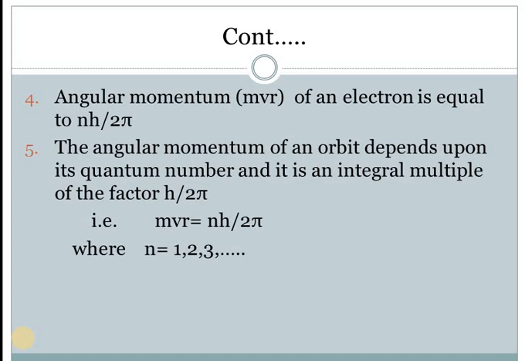Over here you just have to learn that angular momentum depends upon the quantum number, and is an integral multiple of the factor h by 2 pi. That is, we can simply say that mvr is equal to nh by 2 pi, where n can be any whole number: 1, 2, 3. It can't be 1.2 or 1.5. It can only be a whole number. It can't be a fraction, because orbits are fixed: 1, 2, 3, that is K, L, M and so on. It can't be somewhere in the middle between 2 orbits.